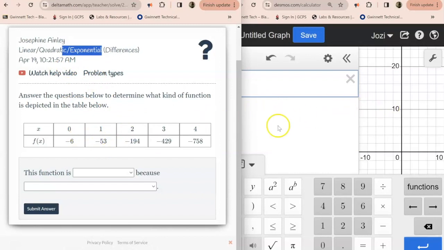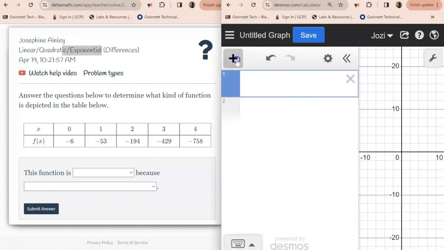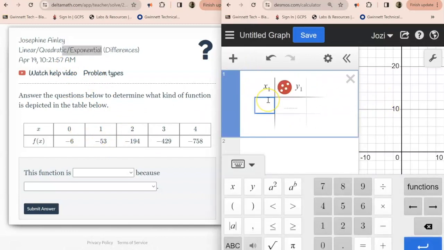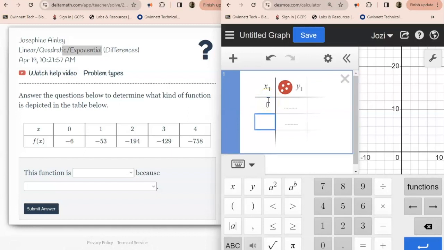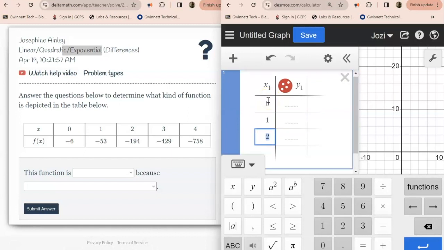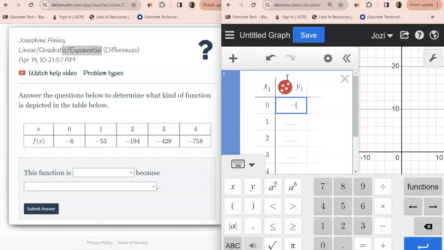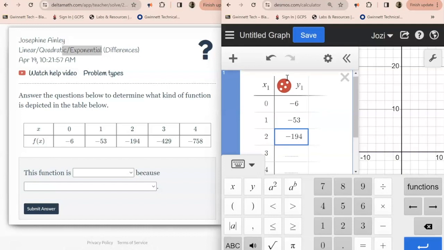Let's put this table in. Let's put the question in the calculator. So this is 0, enter, 1, enter, so up to 4. And then this is -6. And again, whenever you're copying the question, please make sure that you double check to make sure that you copied it correctly, because that's going to be the biggest mistake.